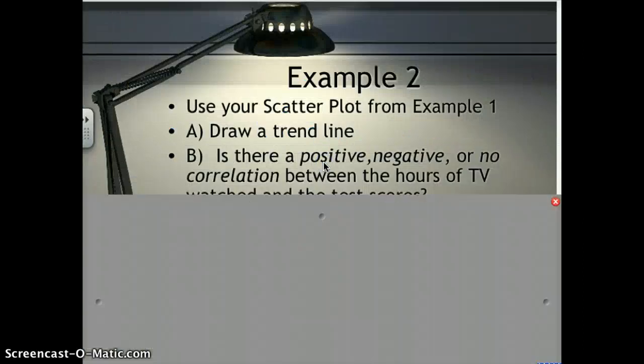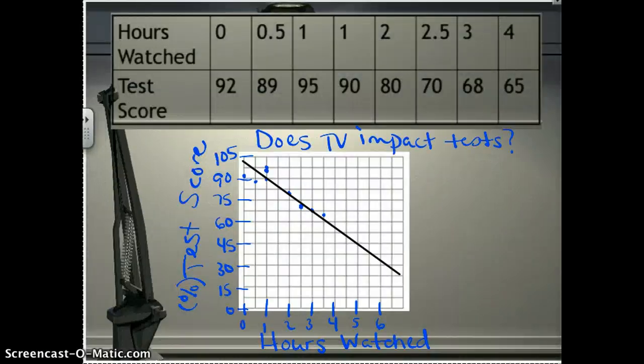Okay, we're going to still go back to that graph, and what I want you to answer is this question. Is there a positive, negative, or no correlation between the hours of TV watched and the test scores? So think to yourself, and I'll go ahead and answer that. If you look back at this graph, it seems like it's going down from left to right. Every time you watch more TV, in general, the trend is that you're getting a lower test score. This doesn't happen every time. It's not perfect. You can see the person that got 1 hour watched actually got the best score at 95, but in general they seem to get lower.